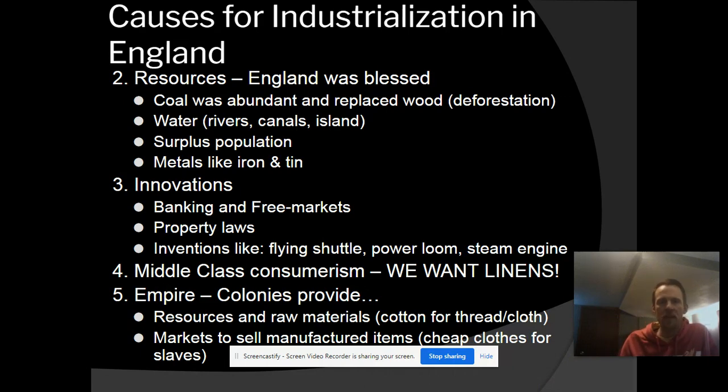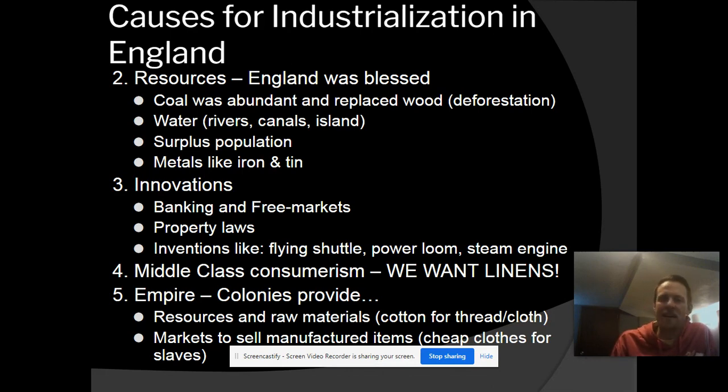All right, step two, resources. England was just blessed with everything. Not only were they an island surrounded by water and all this other cool stuff, but coal. Because if you don't want to burn down every last tree in pursuit of energy, it's better to burn old dead dinosaurs that look like mud deep in the ground. So that works. They had extra people. Use them. They had iron. Use them. They had sheep for wool. Use them. They just had all this stuff to use.